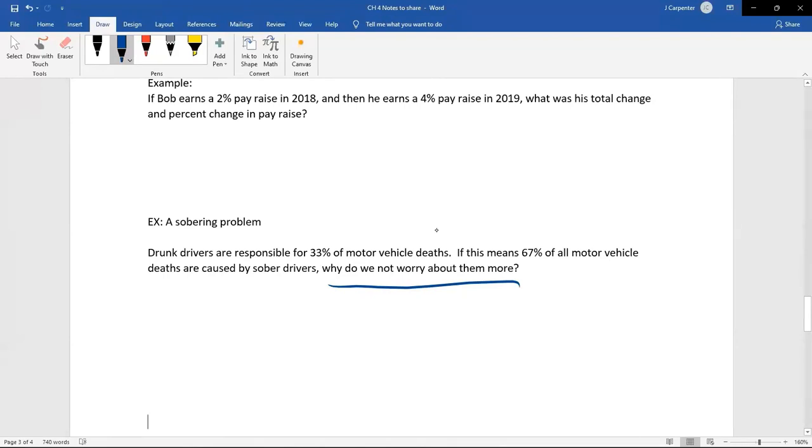So what are the sober drivers that could be causing issues? Well, the people eating and driving, or having a sip of a beverage that's not alcoholic and driving. Of course, that other scenario would be part of the first problem.